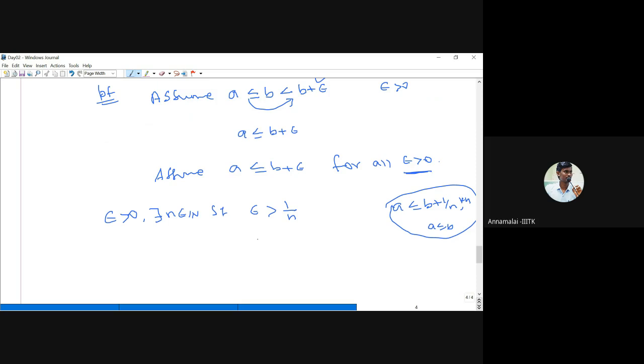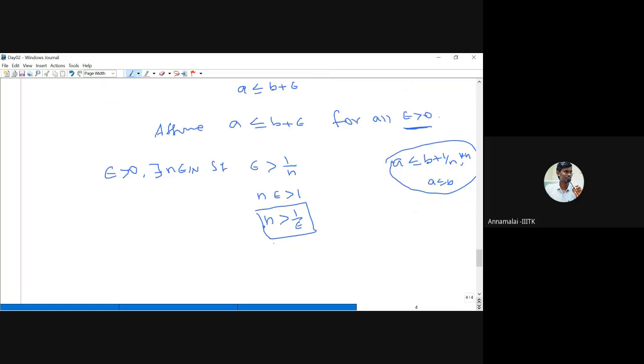So we get n into epsilon is bigger than 1, because n is a positive natural number. Therefore, n is bigger than 1 by epsilon. Because epsilon is also positive, if you multiply by 1 by epsilon, the inequality will not change. Therefore, we get this one. Now add b to both sides. We know that a is less than or equal to b plus epsilon.